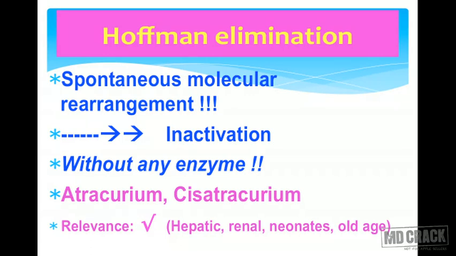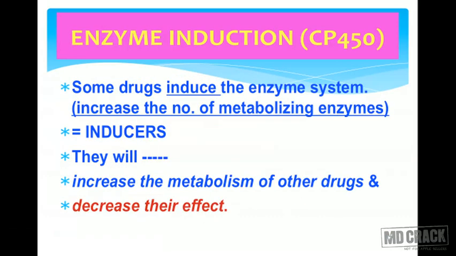What's the relevance of this? These drugs are getting broken down without an enzyme. So even if your liver is not working and not supplying the enzyme, the breakdown of the drug is not going to get affected. Especially if the patient suffers from hepatic disease or renal disease, or the neonates or the old age patients who do not have an adequately developed liver, there's no problem with atracurium and cis-atracurium. They are likely to ask you which drugs are broken down by Hofmann elimination. Please don't forget atracurium and cis-atracurium.